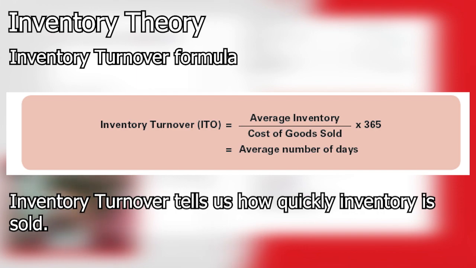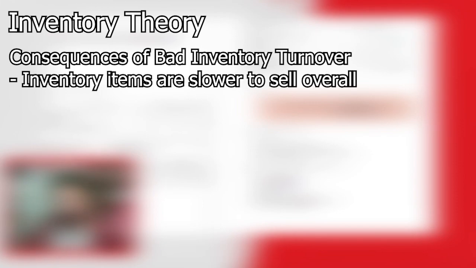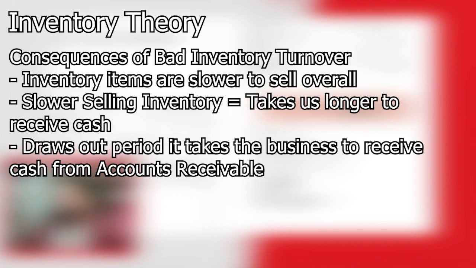So, what are some problems with bad inventory turnover, or inventory turnover that trends upwards? What can go wrong? Well, quite simply, it's firstly telling us our items are super slow to sell. That's bad. Now, if it's slower selling, it means we're taking longer to receive cash from cash sales, or even longer to make a credit sale.